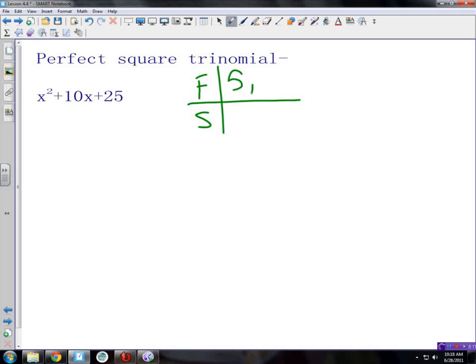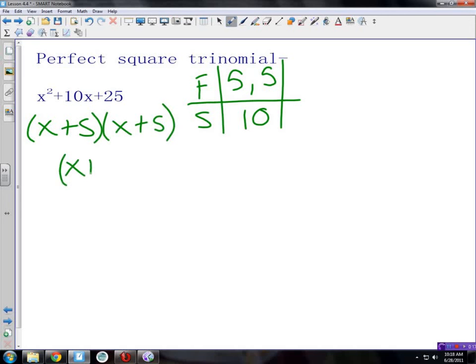But what about when it's not 1? So we're going to have a checklist. This is a perfect square checklist. You're probably going to want to put this in your notes so you can look at it when you get stumped. Now, it says, what is this in factored form?